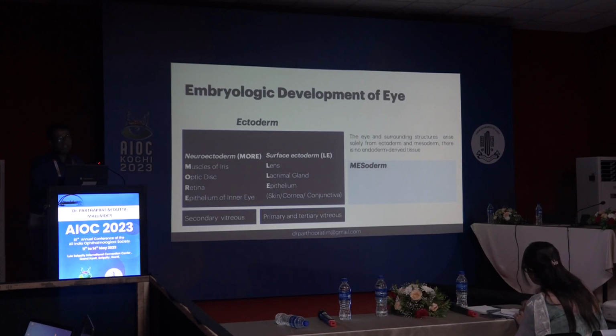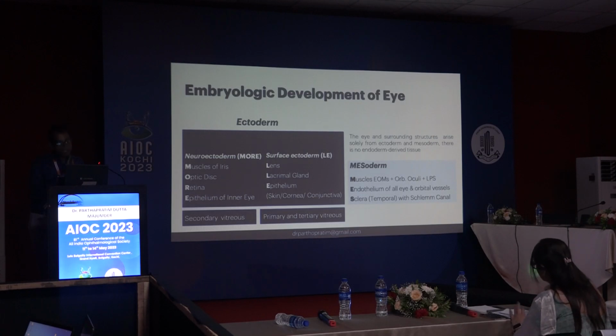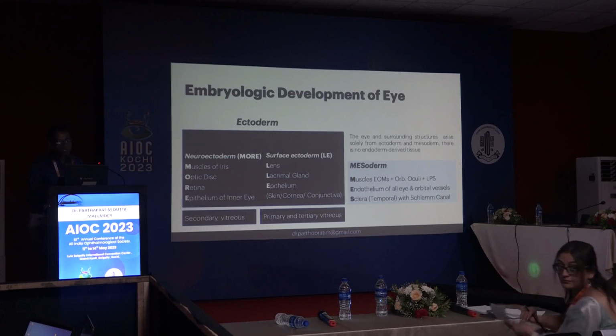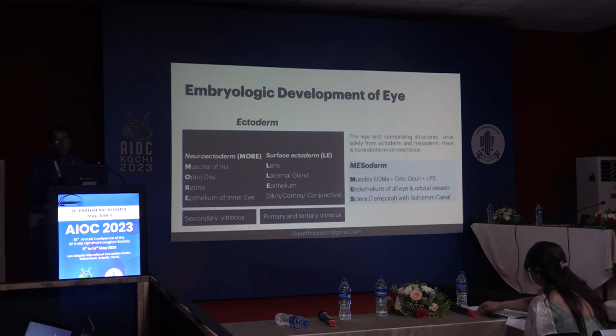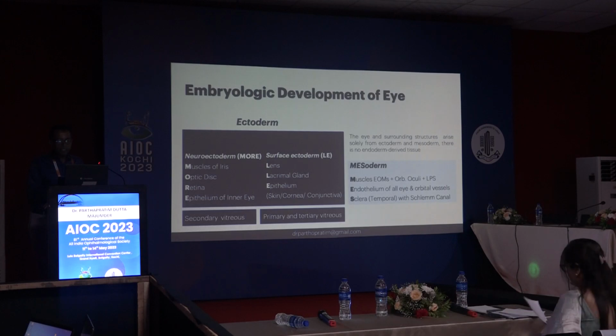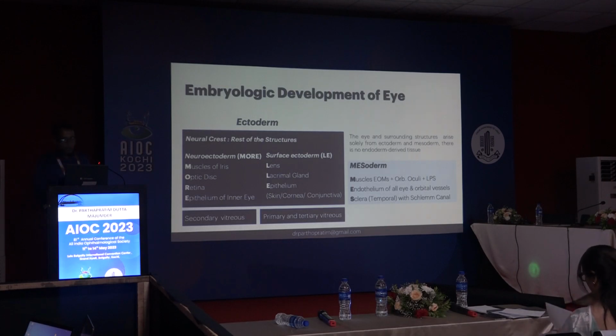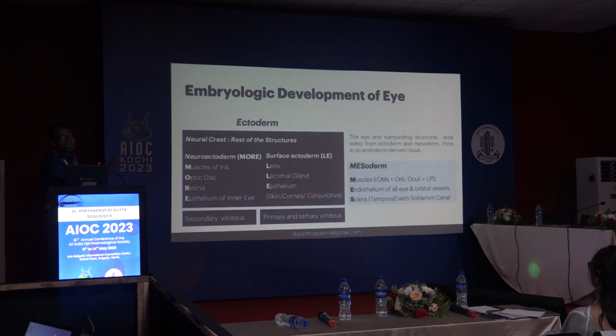Let me finish and then take the photo, then it will be useful for you. So mesoderm, you have to remember with MES. M stands for muscles: the extraocular muscles, orbicularis oculi, levator palpebrae superioris, and the endothelium of all eye orbital vessels, and the sclera, mainly the temporal with the scleral canal. So this is how it is. So neural crest, the rest of the structures are derived from that.